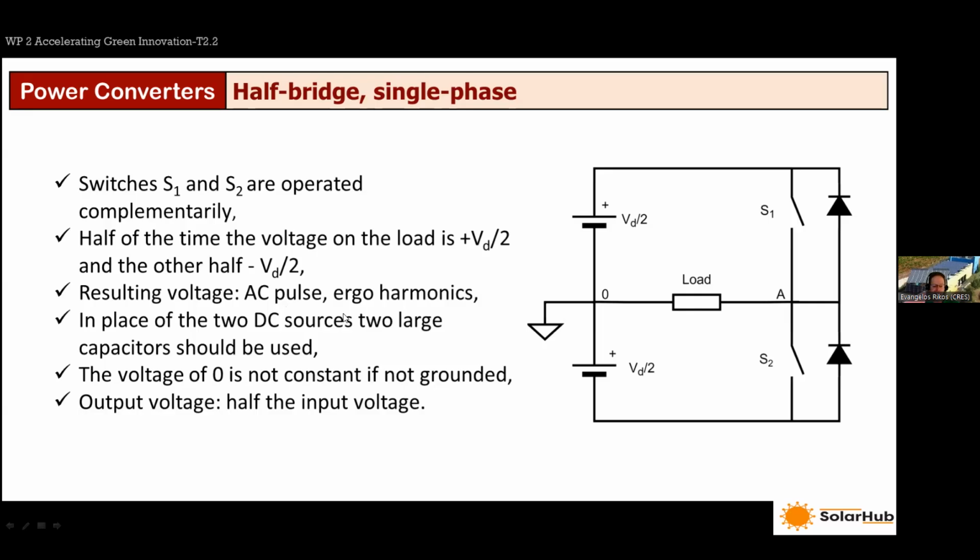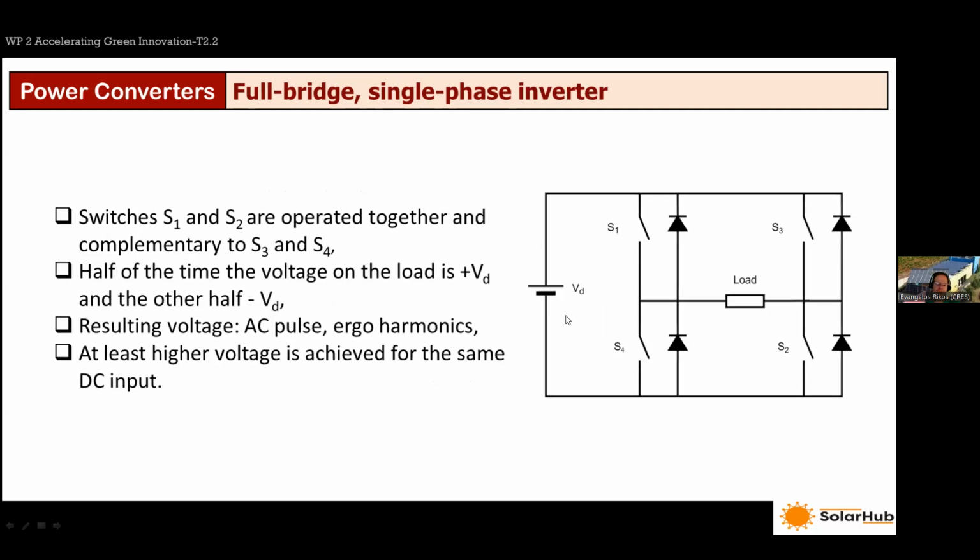And the AC voltage on the load has a lot of harmonics as well, because it's a square waveform, right? We could essentially replace these two sources with two large capacitors, in order to achieve this stable voltage level here. But this would lead to some variations also at the voltage level here, which is undesirable as well.